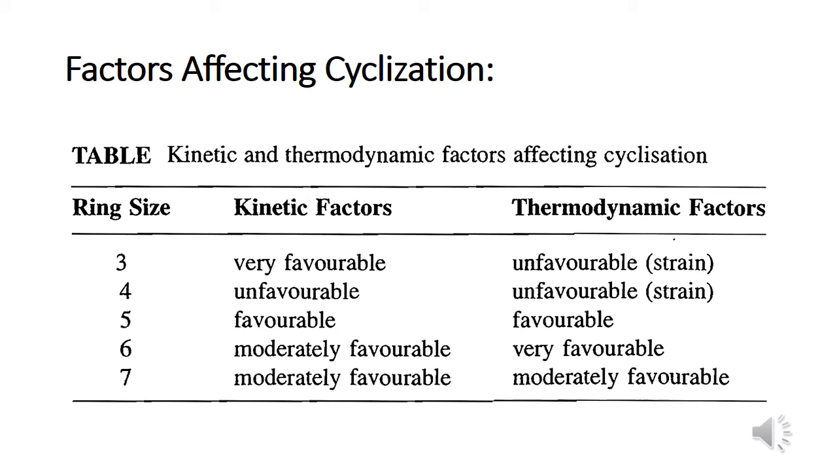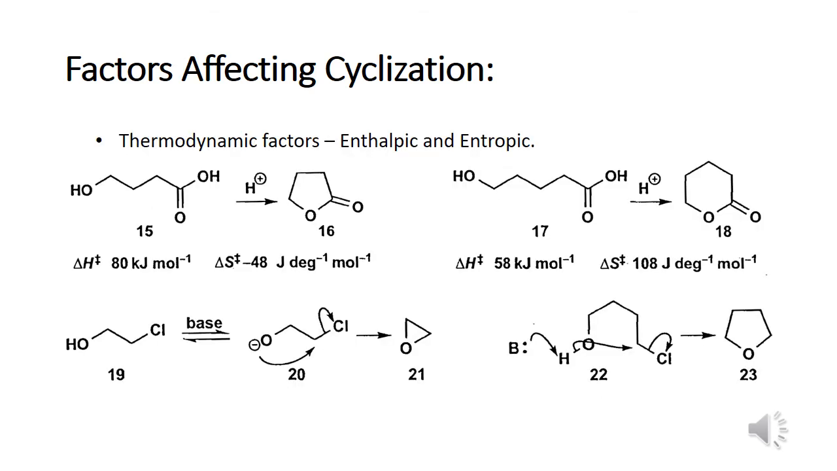So the thermodynamic factors can be divided into two parts, enthalpic and entropic. We are going to take an example of these two factors, the enthalpic thermodynamic factor and the entropic thermodynamic factor, which can affect the stability of these saturated heterocyclic compounds. Now, in factors affecting cyclization, we need to discuss thermodynamic factors. As already discussed in the previous slide, they can be divided into enthalpic and entropic components, that means enthalpic factor and entropic factor.